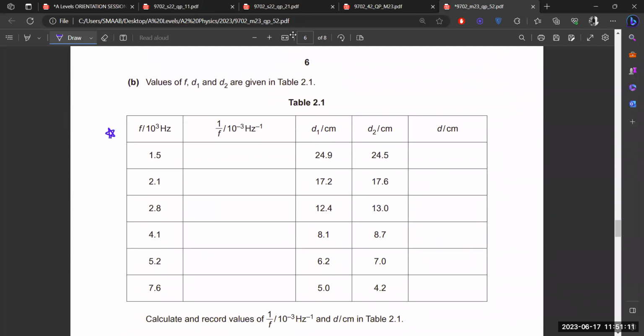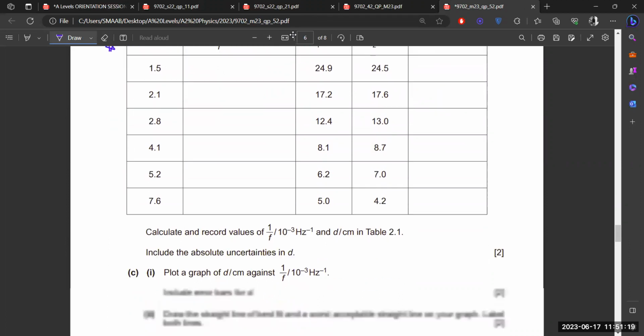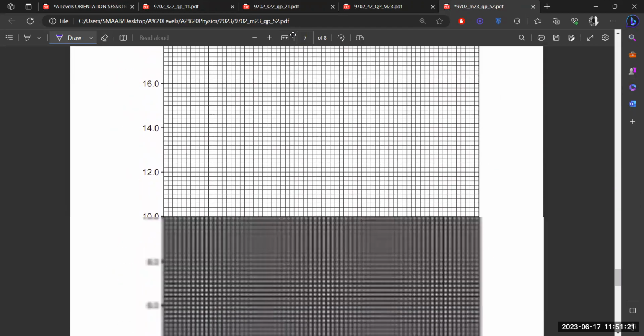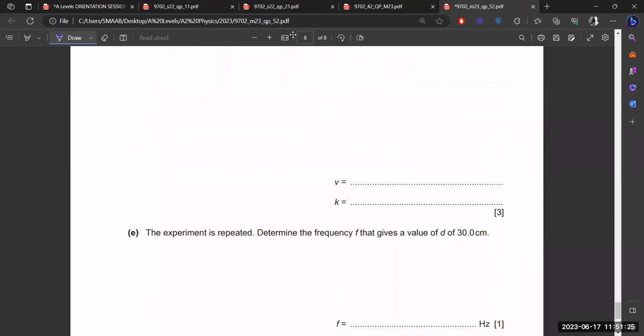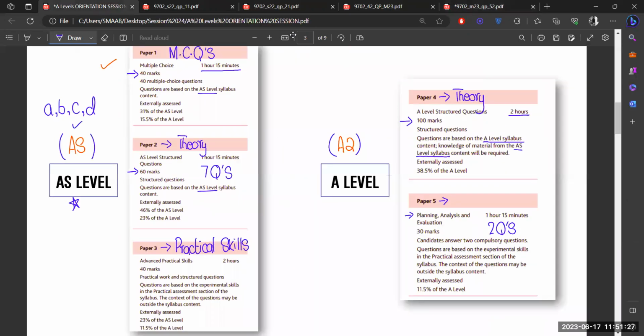So the pattern of question 1 and question 2 remains the same in P5, right? The situation will be different, but the pattern remains the same. So you need to fill in the whole table, then you need to draw a graph. Then from the graph, you need to find all these unknown variables. So this is paper number 5, which is actually based on your planning, analysis, and evaluation.